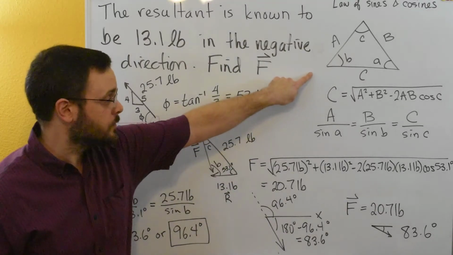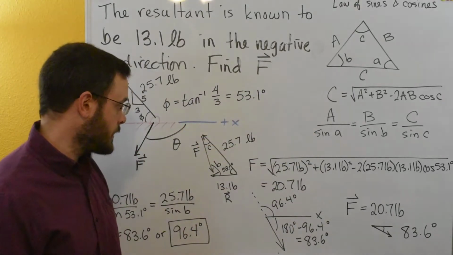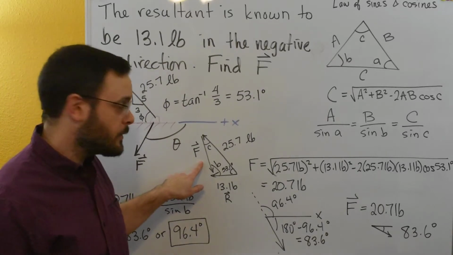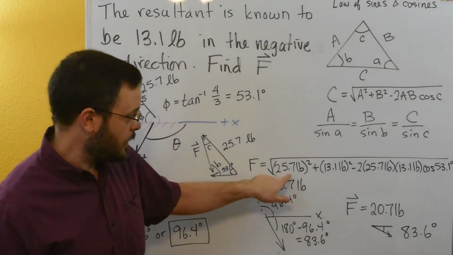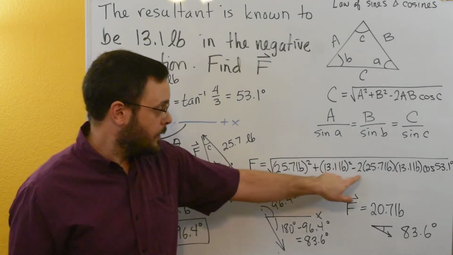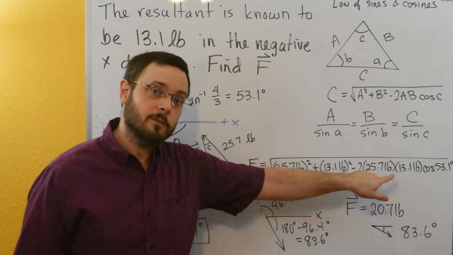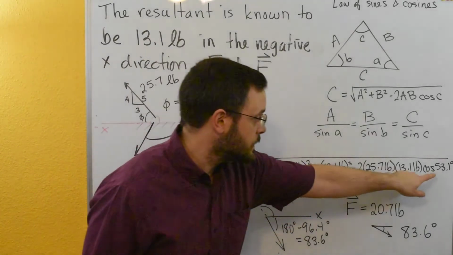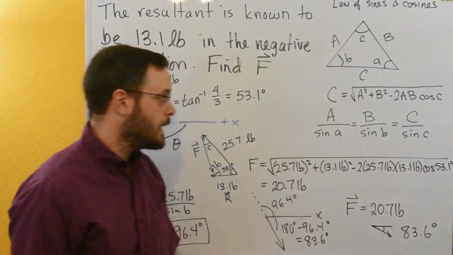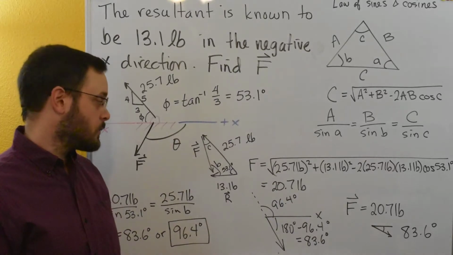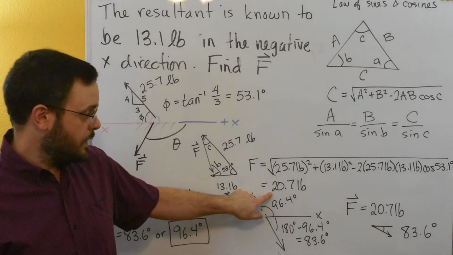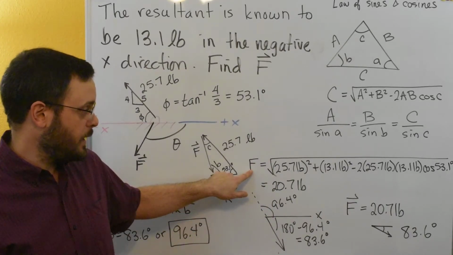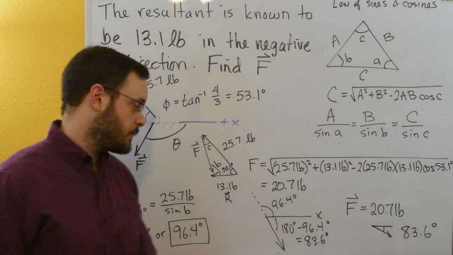Here's the law of cosines triangle and the law of cosines formula to calculate F. F is equal to the square root of the two sides that we know, squared and added together, minus 2 times the two sides that we know, times cosine of the angle between those two sides. That's cosine of 53.1 degrees, and when you're done you get 20.7 pounds. So that's our magnitude for F. Now we just have to find its direction.